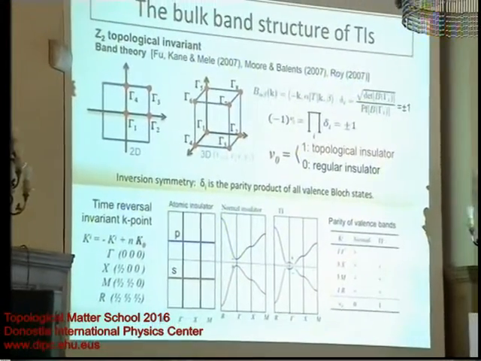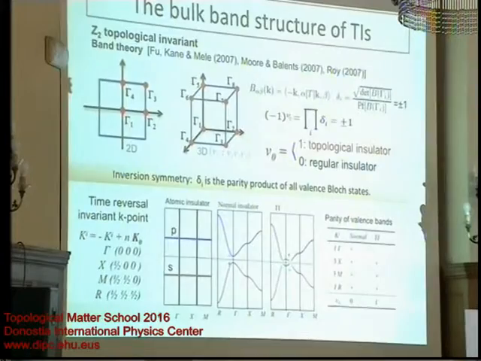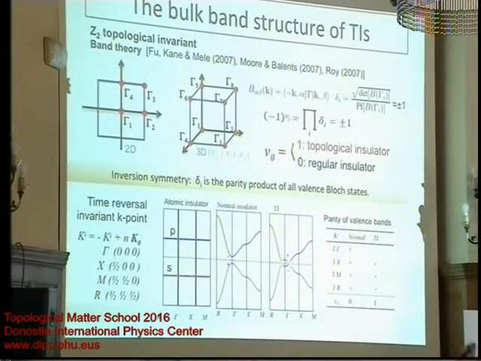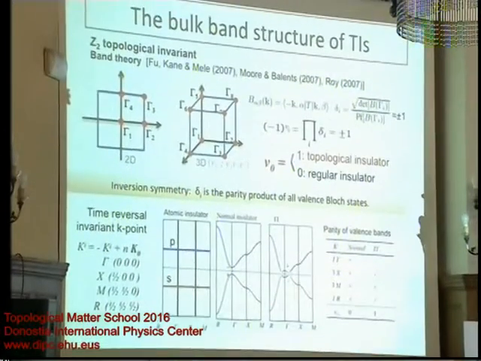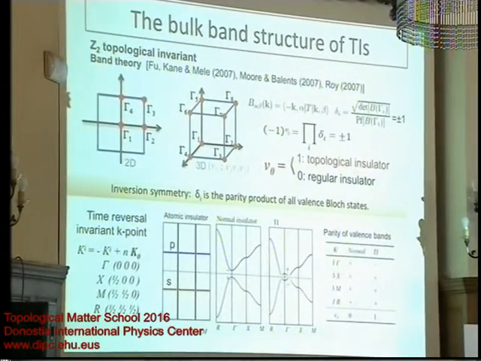And then we can understand from the simplest case why positive 1 means a trivial insulator. I mean this product being positive means trivial.